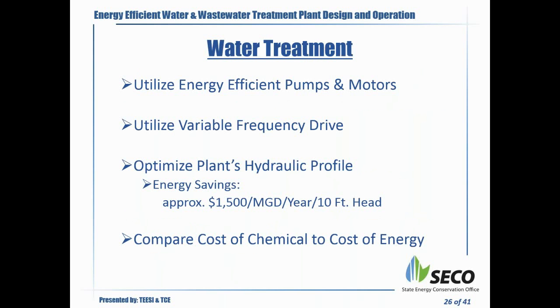We found that you could save approximately $1,500 per MGD per year for every 10 feet of head that you waste. Also, we look at comparing the cost of chemical to the cost of energy. Many plants might use chlorine, and they might mix chlorine with bubbles or aeration, and we found that aeration can strip chlorine from water real easily, and you're just wasting money using that type of mixing. So we look at that type of thing.